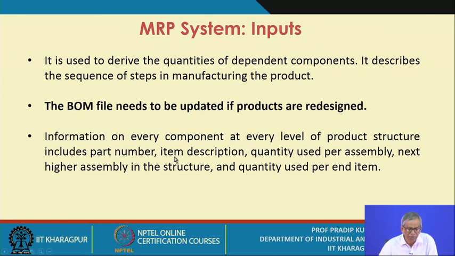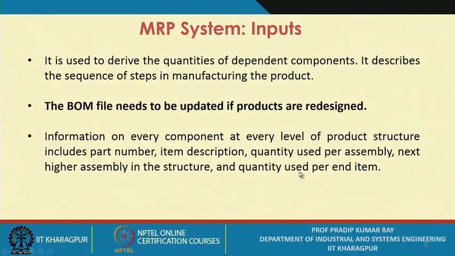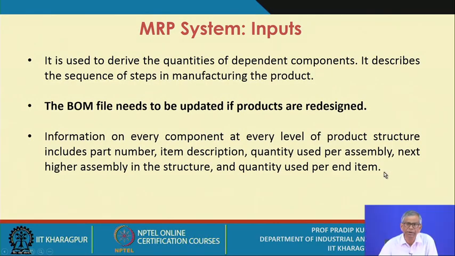Part number, item description, the short description is preferred. Quantity used per assembly, or for the parent item. The next higher assembly in the structure. When you look at the product structure records, it should be made very, very clear, and the quantity used per end item.